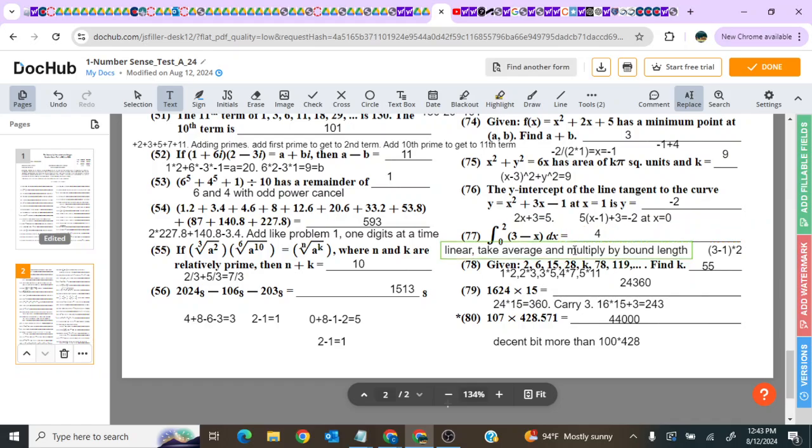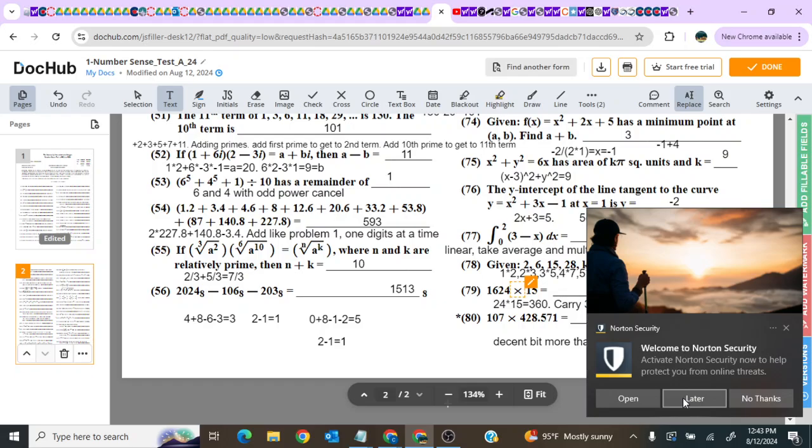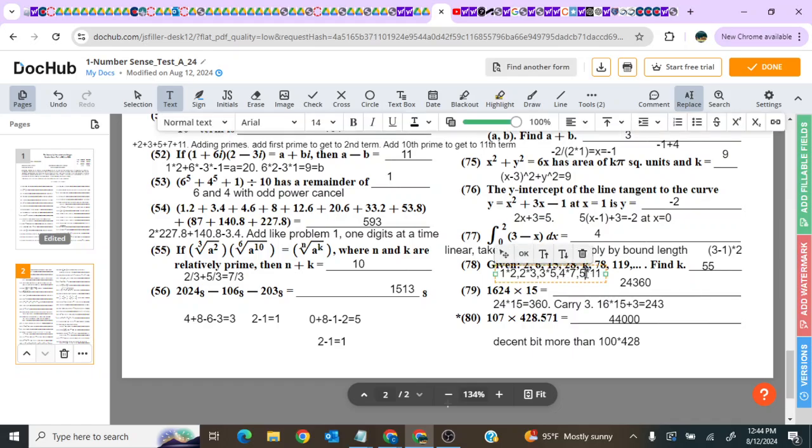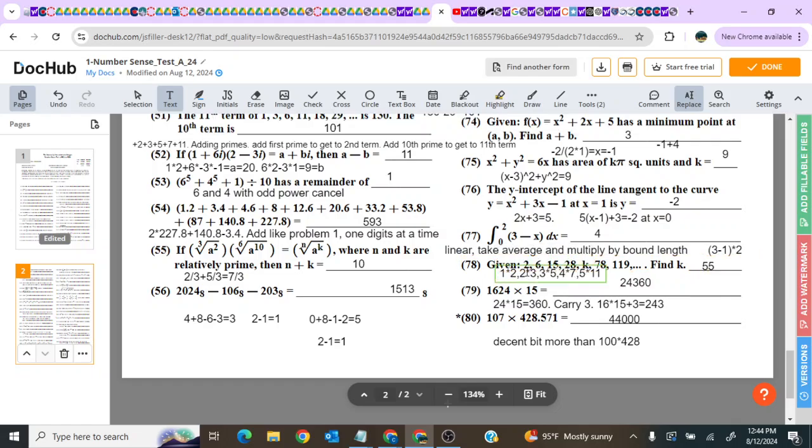78, given 2, 6, 15, 28, k, 78, 119, find k. Well, okay, now, once again, this is an annoying sequence to figure out, but basically, you're multiplying 1 times 2, 2 times 3, 3 times 5, 4 times 7, 5 times 11. You're basically multiplying your term number times the next prime. So 5 times 11 is your answer of 55. As 2, 3, 5, and 7 are primes. And then 1, 2, 3, 4.